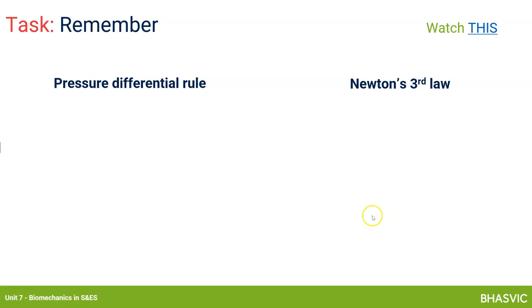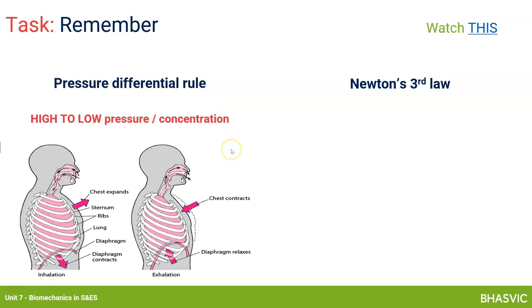one is that things generally move from high to low pressures. Okay, so we may have learnt about that in anatomy. Air pressure inside, outside the lungs is high to low or low to high, whichever direction it is.